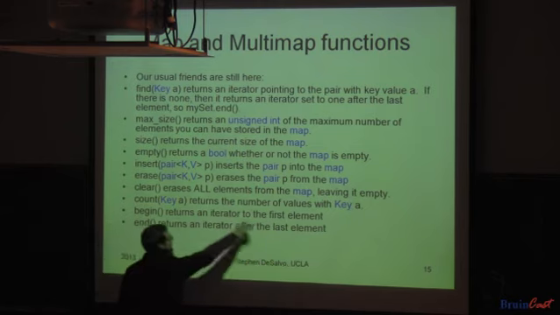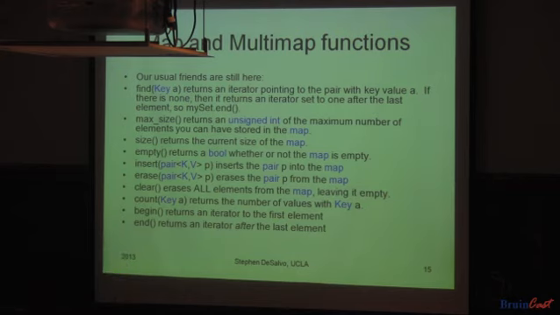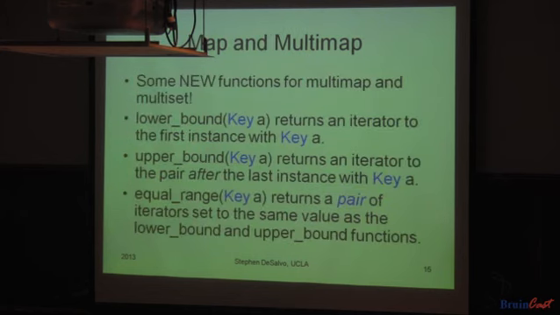Count returns the number of values with key A. Just like with map and multimap, it can be 0 or 1, or it can have multiple values. For multimap, it also works for multiset as well. For multimap, let's just focus on that. There are the functions lower bound and upper bound. Those return iterators. Lower bound is the first pair whose key matches that key, and upper bound is one after the last pair object that matches that key.